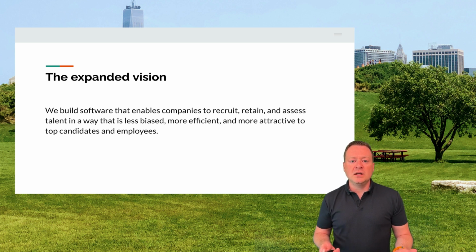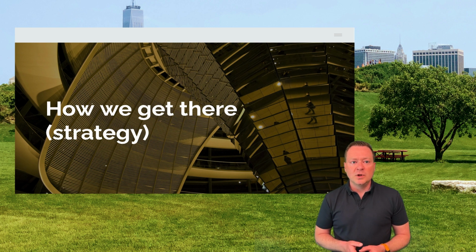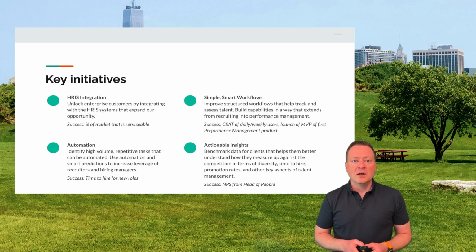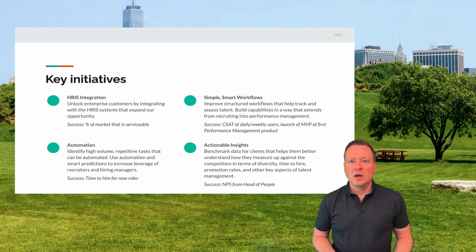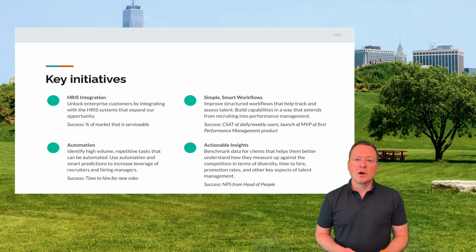So transitioning into the final part of this, which is, okay, now let's bring the strategy to life. Where are you going to invest your time and energy? I proposed 4 key initiatives. One around HRIS integration, one around simple, smart workflows, and then the bottom 2 on the AI side, automating and then providing actionable insights about how you improve your company.